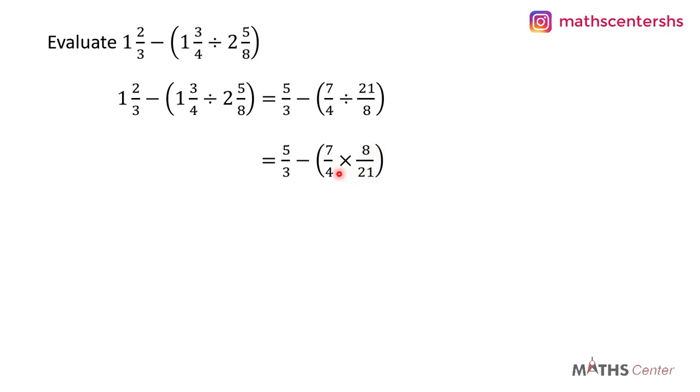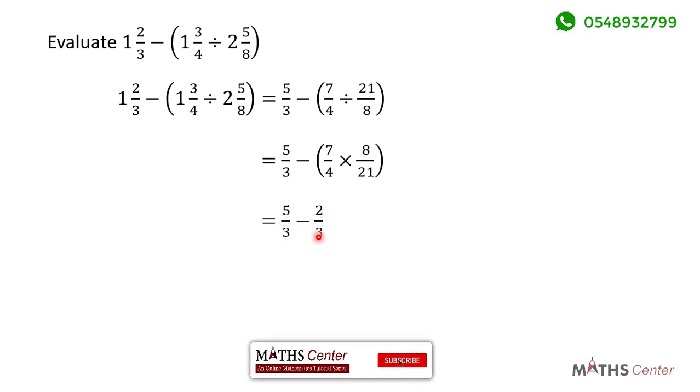4 will cancel itself 1 and cancel 8 2 times. 7 will cancel itself 1 and cancel 21 3 times. And so you end up having 5/3 minus 2/3.